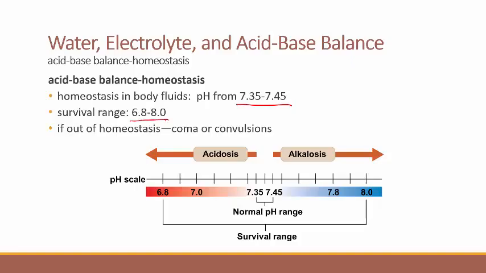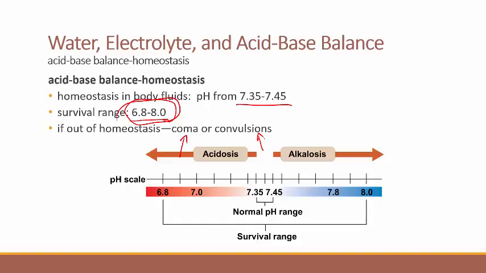But if you get outside of this survival range, you may have some consequences of it. You might get crampy if you're becoming too alkaline, or you may get a little dopey if you're becoming too acidic. You can live through that. But if you get much lower than 6.8 or much higher than 8.0, then you're looking at coma on the acidic side, or convulsions and eventual death on the alkaline side.